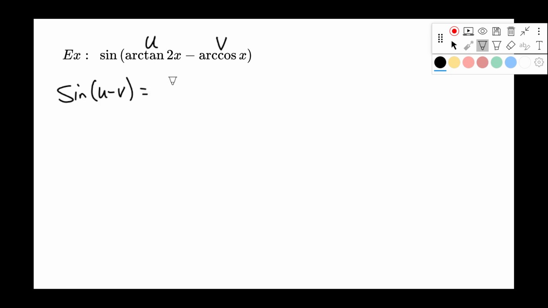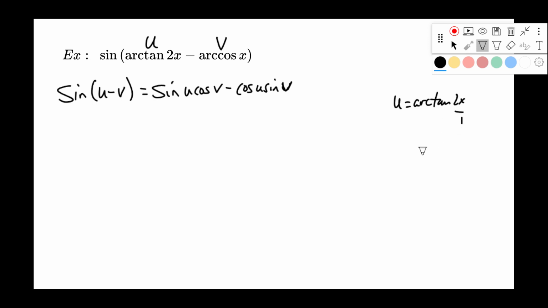Well, that is a formula, right? Sine U cosine V minus cosine U sine V. We'll write it down. Okay. Now, what do we do with this? U is equal to the arctan of 2x, so we'll come over here. It means that in the angle U, the tangent has a ratio of 2x over 1, let's say.